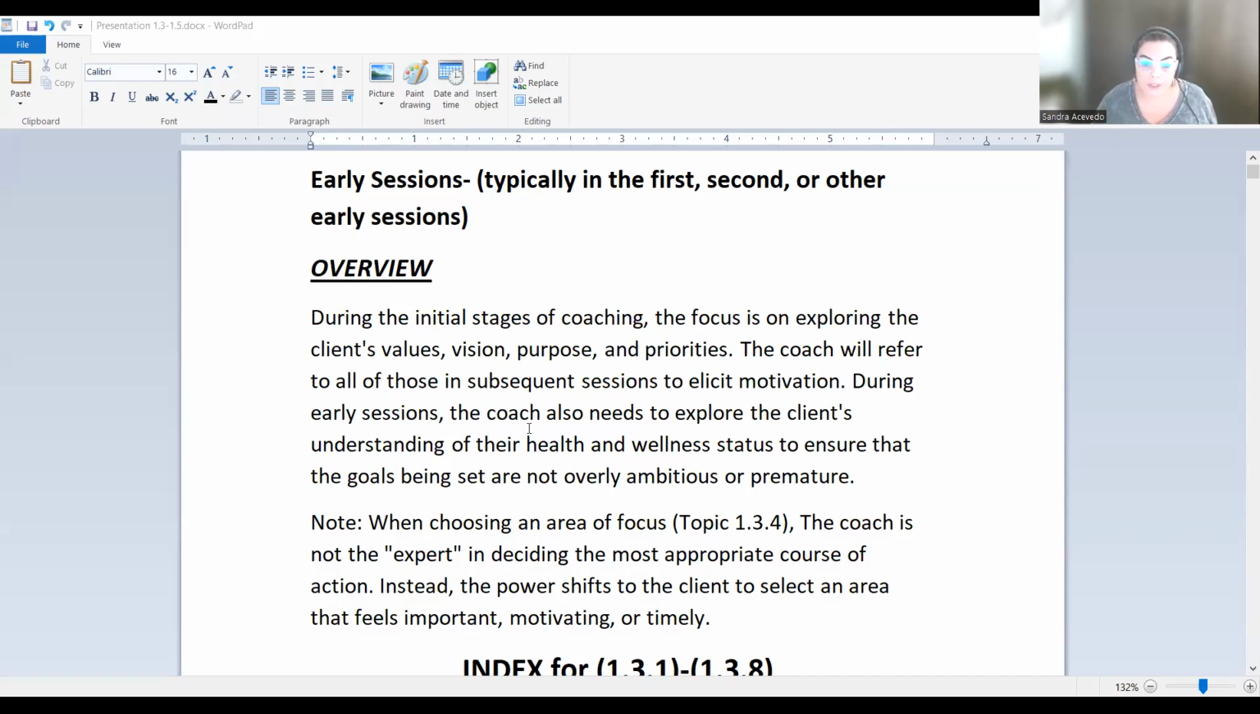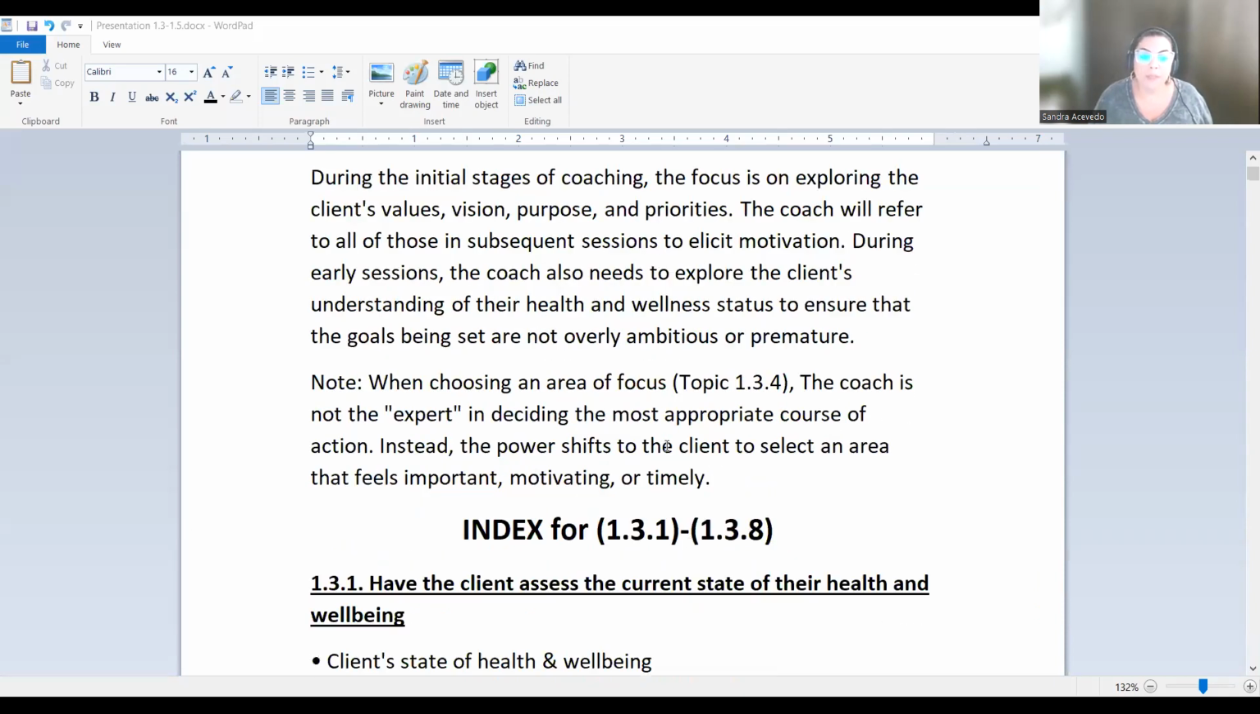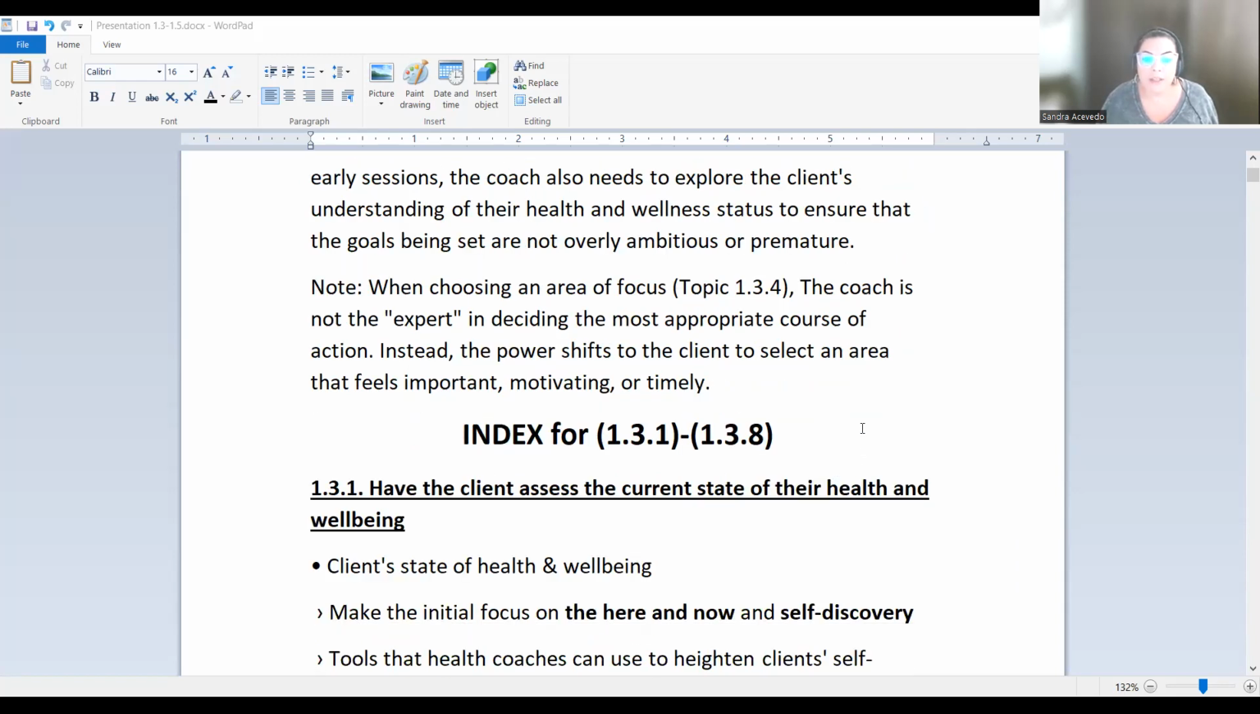During early sessions, the coach also needs to explore the client's understanding of their health and wellness status to ensure that the goals being set are not overly ambitious or premature. When choosing an area of focus, the coach is not the expert in deciding the most appropriate course of action. Instead, the power shifts to the client to select an area that feels important, motivating, or timely.